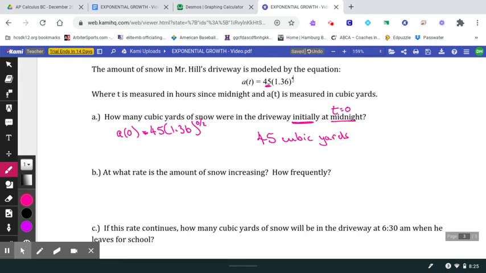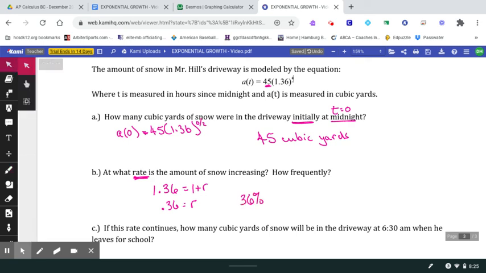That means we're probably going to have a snow day. At what rate is the amount of snow increasing? Again, you may be able to do this one just by looking at it. But just in case, we're going to take that base value, set it equal to 1 plus r, subtract that 1 over, and then move the decimal place twice. So we're getting about 36%. Snow is coming down, ladies and gentlemen. We can smell a snow day coming.